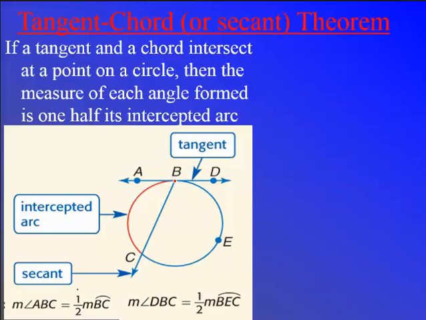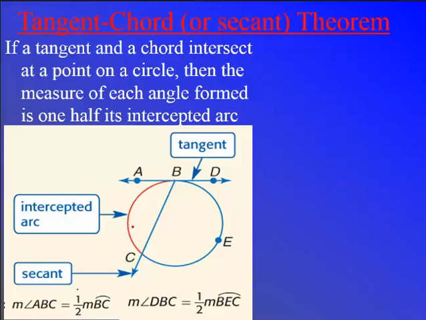Then the measure of each angle formed. Okay, so here's an angle ABC. Here's another angle DBC. Those are both angles created by that intersection. Their measure is going to be half of the intercepted arc. Well, remember what that term means, intercepted arc? It's the arc that is cut, in a sense, by the two sides of that angle. So if we extend the sides out, this red part is the intercepted arc of angle ABC.